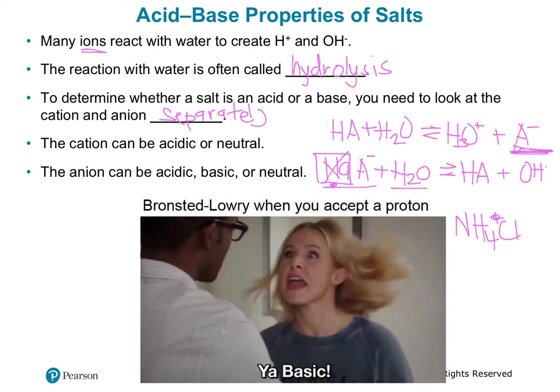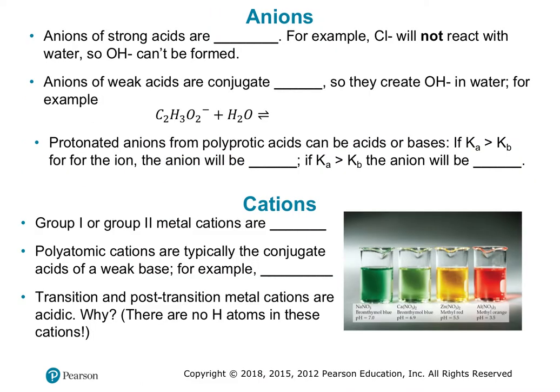In general, the rule of thumb is that cations can be either acidic or neutral, and the anions can be any of the above. So we can have an anion being acidic, basic, or neutral. So let's get into that. We're first going to talk about anions.